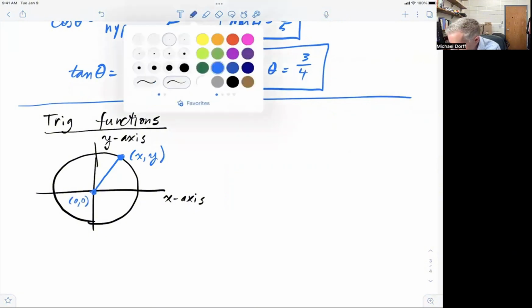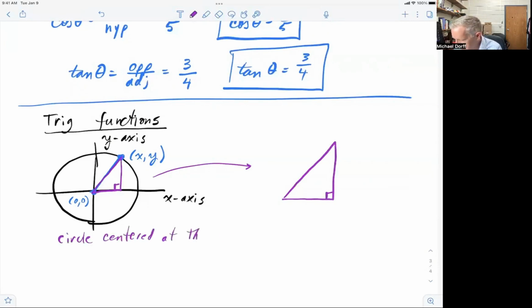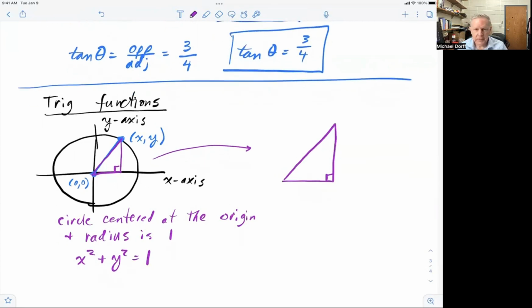And this creates a triangle. I can create a right triangle by using this amount here. So let's bring that right triangle over here. And if this circle that I start with is a circle centered at the origin, so that means it's at 0, 0, and radius is 1, that's the equation of a circle centered at the origin of radius 1. If it was a different radius, let's say radius was 2, the equation would be x squared plus y squared equals 2 squared, or x squared plus y squared equals 4.